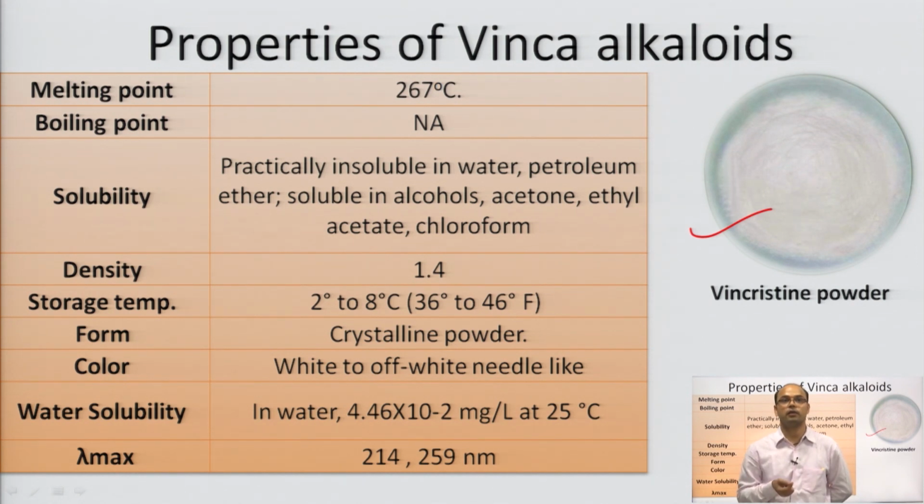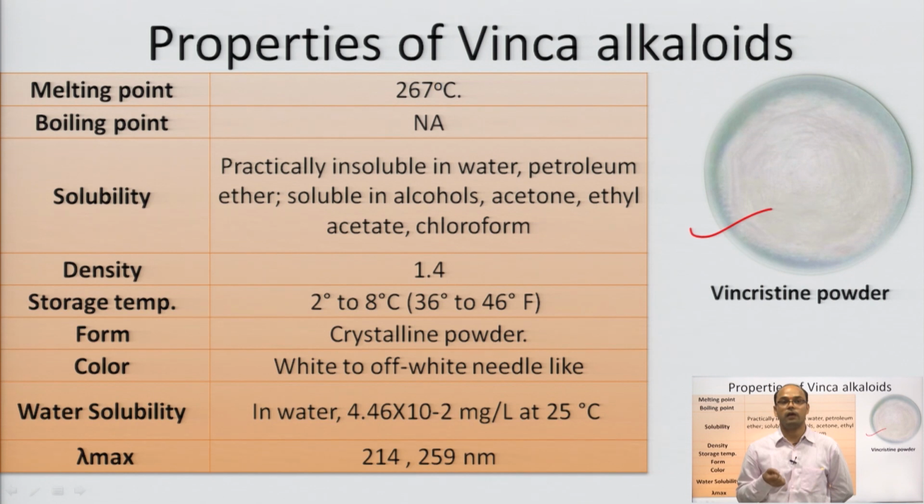The density is 1.4. If you look at the storage temperature, if you want to store your isolated fraction, you have to store it between 2 to 8 degrees Celsius. It occurs in the form of white crystalline powder, as you can see in the picture itself.